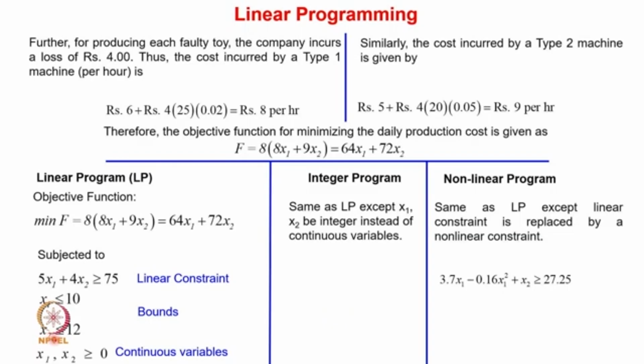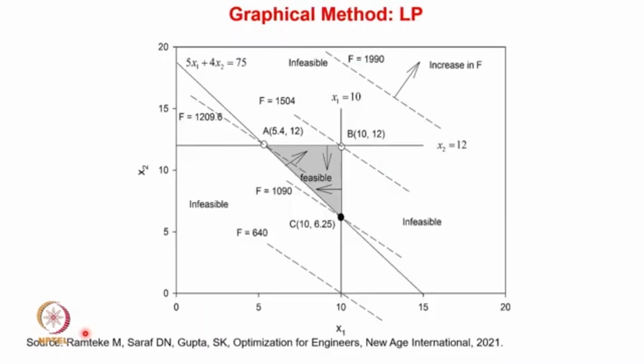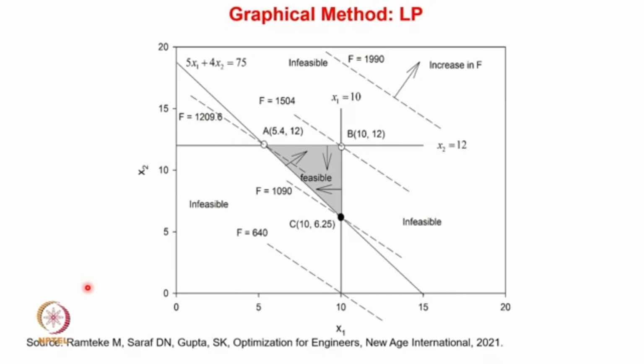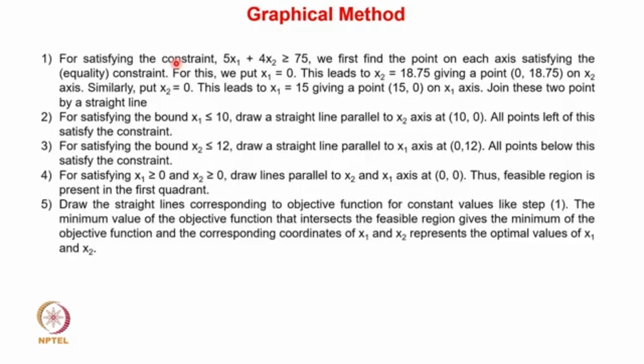Similarly, when I am saying x2 is less than or equal to 12, I can draw a line at x2 equals 12, and anything below that will be the feasible region. And the third constraint is 5x1 plus 4x2 greater than or equal to 75, isn't it? In this case, if I put x1 equals 0, I can calculate x2. So x2 will be nothing but 75 by 4, which gives this particular point, 18.75. This is the third point we are going to get.